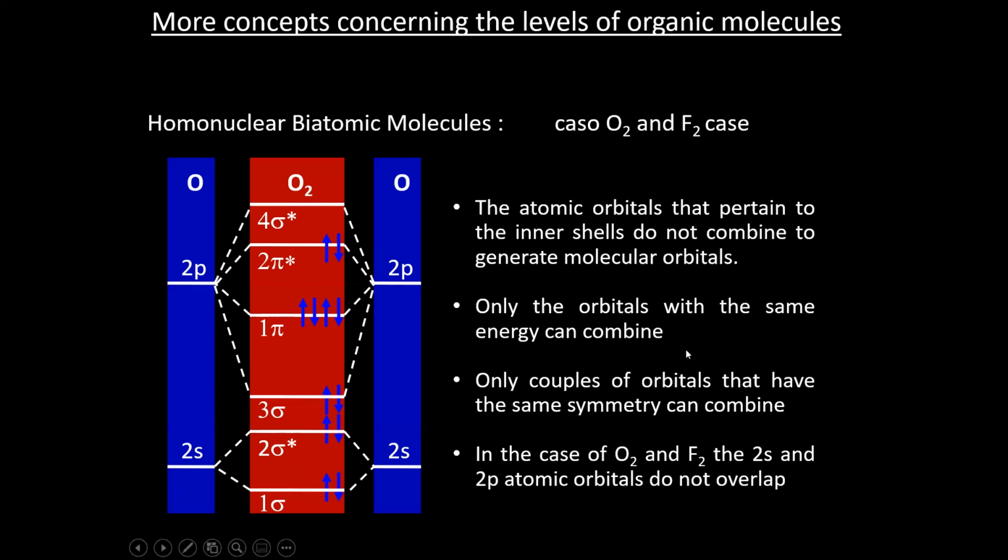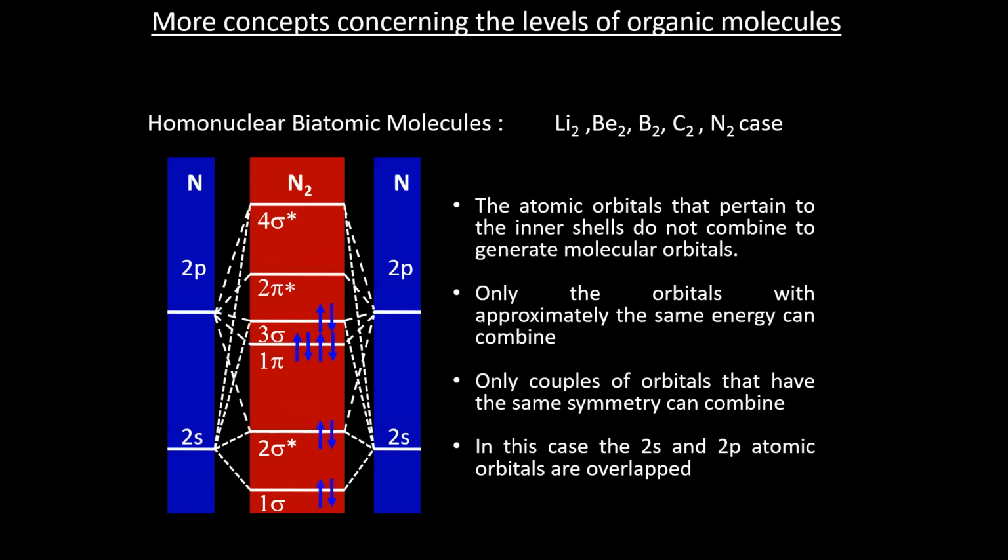If you go from oxygen to fluorine, what is the difference? It is 2 extra electrons. And even with 2 extra electrons, fluorine is stable as a molecule. Now, what happens if you have diatomic molecules that are a bit more complicated, like the lithium, beryllium, boron, carbon, and nitrogen diatomic molecules? Then, in these cases, the combination of the orbitals is such that you have a combination of 2p and 2s. There is a mixing.